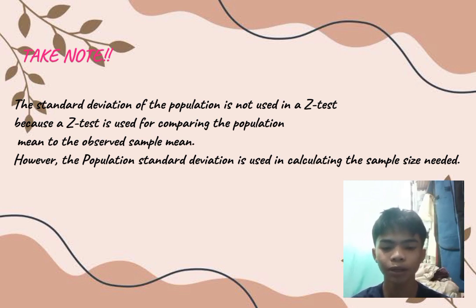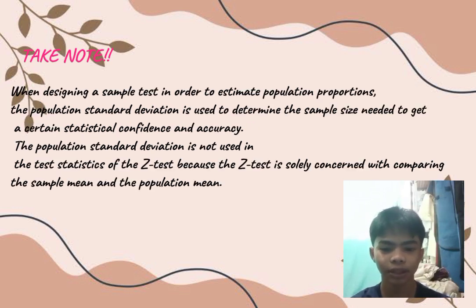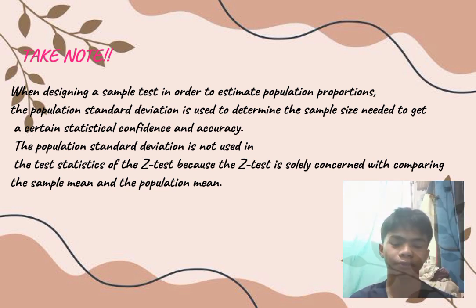However, the population standard deviation is used in calculating the sample size needed when designing a sample test in order to estimate population proportions. The population standard deviation is used to determine the sample size needed to get a certain statistical confidence in the accuracy. The population standard deviation is not used in the test statistic of the z-test because the z-test is solely concerned with comparing the sample mean and the population mean.